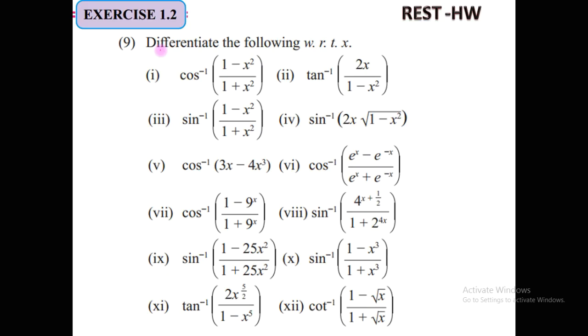Now let's go to exercise 1.2. Last time we saw the sub questions up to the 8th. Now this is the 9th sub question. Only 2 sub questions are left from exercise 1.2, and both of these are based on substitution. So out of these 12 sums, I am going to do these 4 sums and the rest of the sums are for homework.